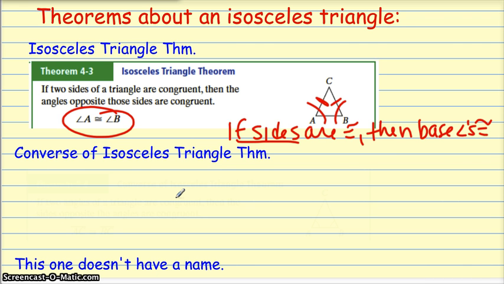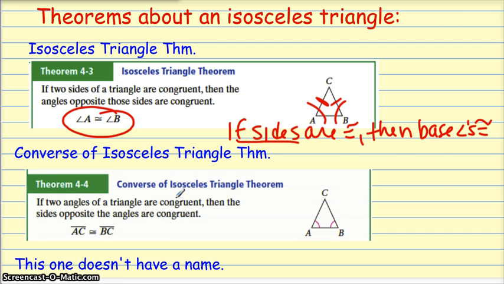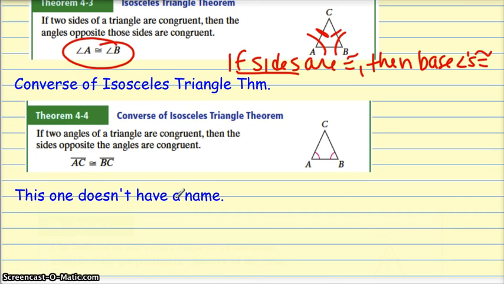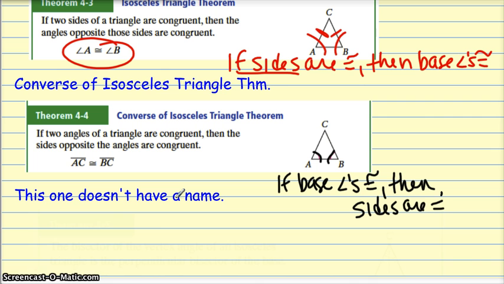Converse, flipping it around, if two angles of a triangle are congruent, then the opposite sides of those angles are also congruent. So in this particular picture, what was marked were the angles. So if base angles are congruent, then what can you conclude? Then the sides are congruent. So the order of the if-then statement depends on what the diagram marked first.